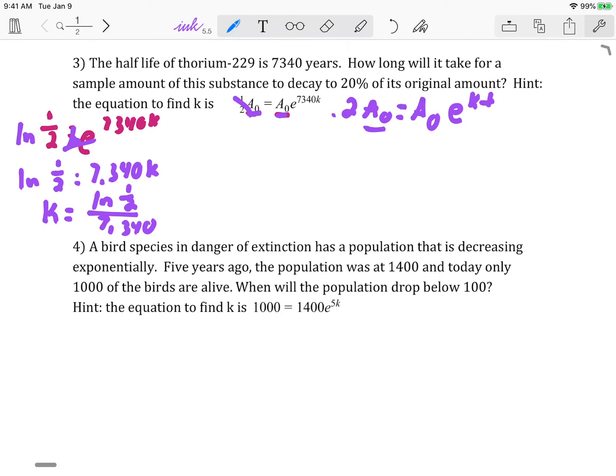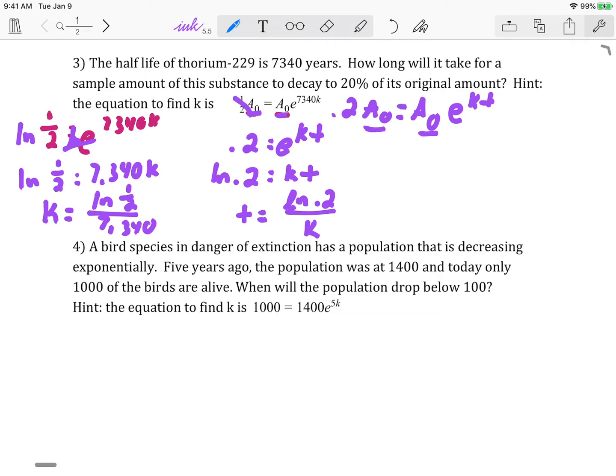So again, this A naught is the same on both sides. So I'm just going to go with the 0.2. So 0.2 equals E to the KT. All right, well now I can do my natural log. So that's the natural log of 0.2, wipes out that E, equals KT. And I want to know how long it takes to get to 20%. And I know what K is. I'm looking for T. So T is equal to the natural log of 0.2 divided by K.